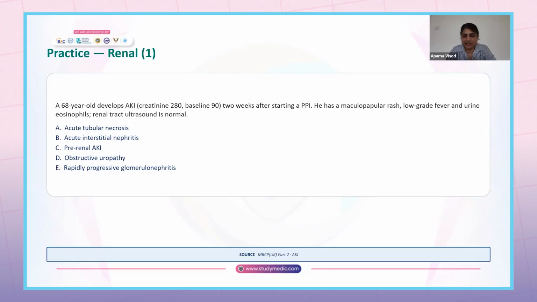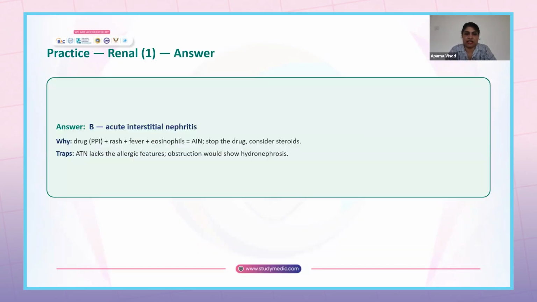Quite evident, isn't it? It is acute interstitial nephritis. So what happened here? A new drug was started, which is a PPI, and in 2 weeks the creatinine went up from 90 to 280. In addition, there is rash, there is fever, there are eosinophils. So it is clearly interstitial nephritis. How do we treat this? We stop the drug and we can think of steroids if the patient is not responding afterwards.